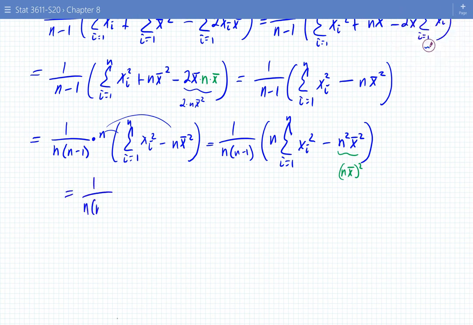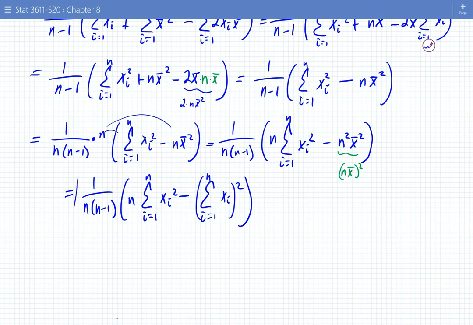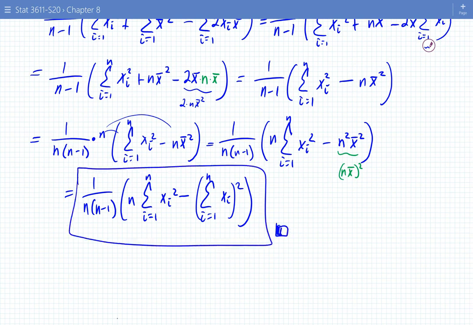So we have 1 over n times n minus 1, then n times the sum as i goes from 1 to n of the xi squared minus n x bar quantity squared. That is the sum as i goes from 1 to n of the xi's quantity squared. And that is exactly theorem 8.1 that we used to get the sample variance. We are done with that.